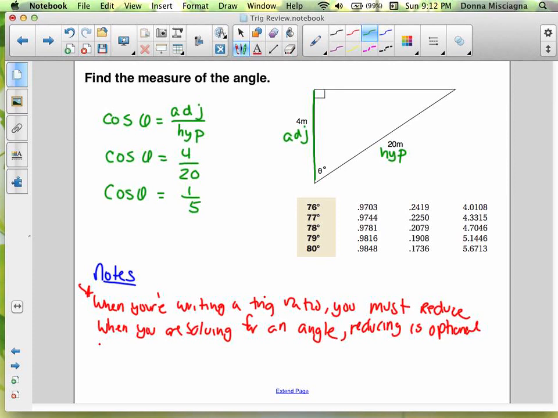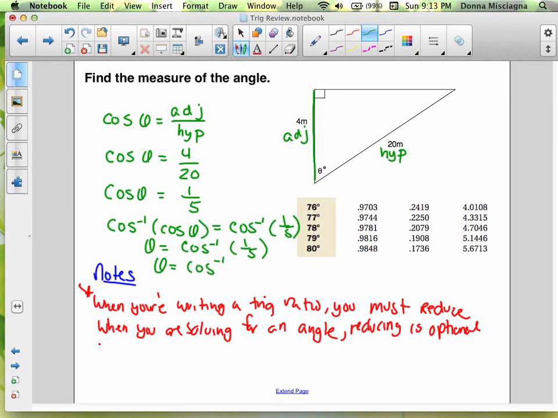So now we need to do the inverse of cosine, which is arccos. If we take the arccos of both sides, arccos and cosine cancel. We're left with theta. So theta is arccos of 1/5. Now, the nice thing about changing 4/20ths to 1/5, I know exactly what 1/5 is. As a decimal, that's 0.2.